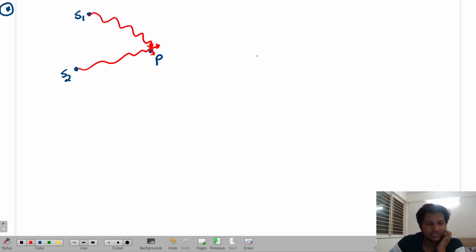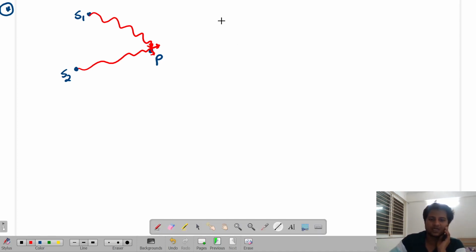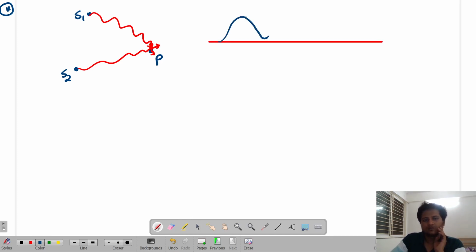Why is it called interference? There is a reason for that, which you will see. Let's suppose I have two waves, one going this way, another going this way, and they appear on the particle P. You will see that these SHMs combine and do what?